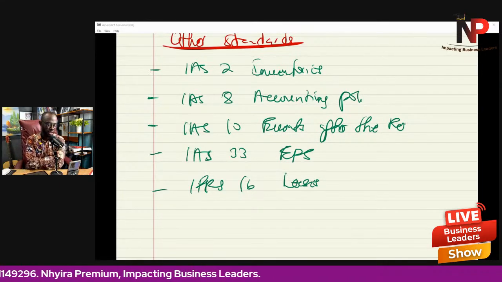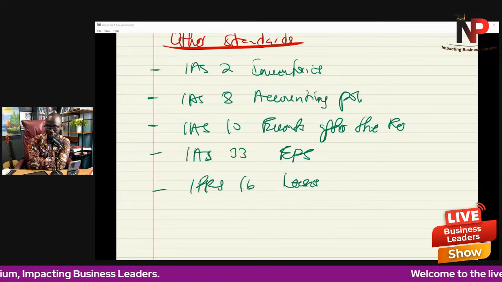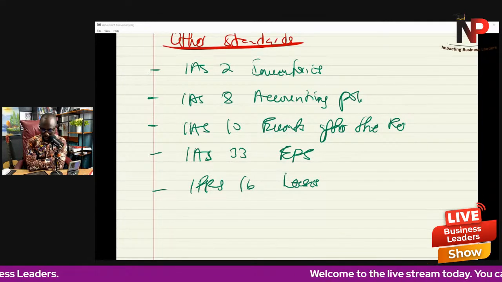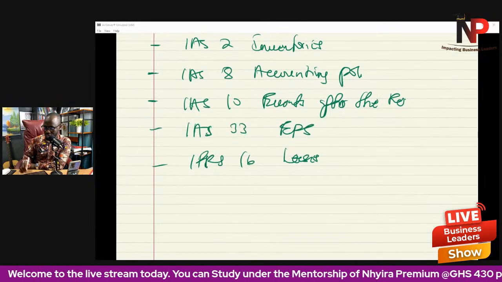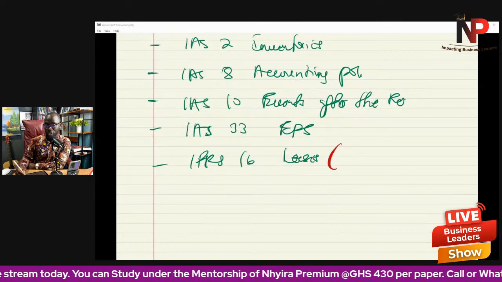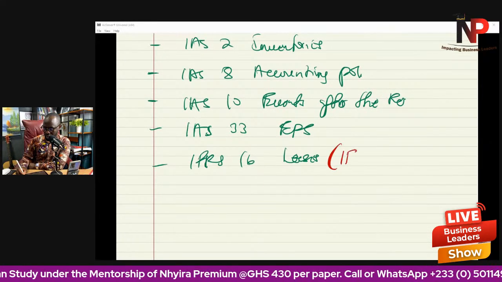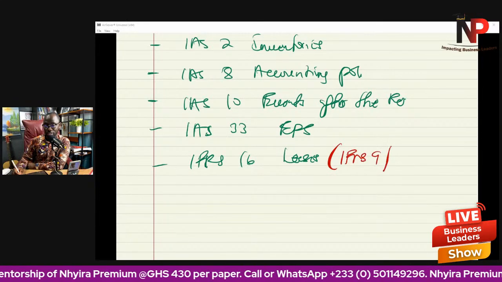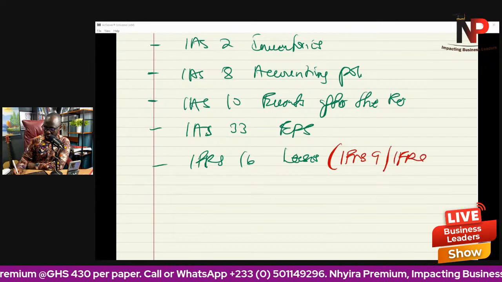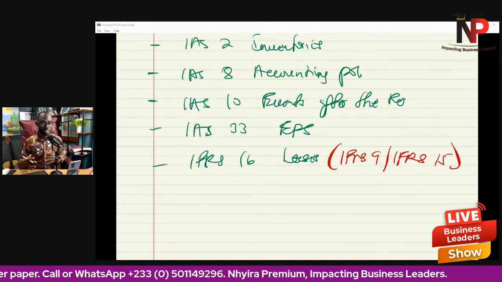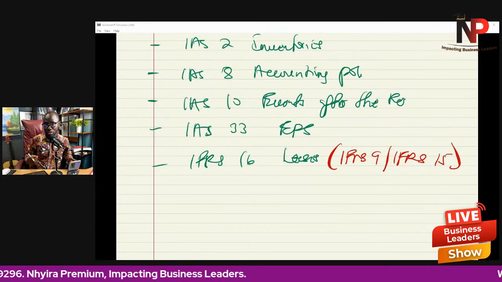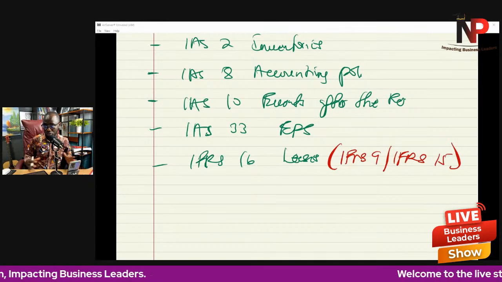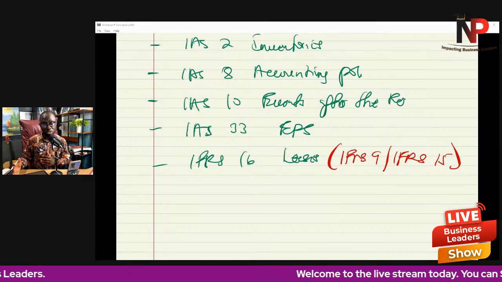Now, last semester in the financial reporting exams, I think I discussed this with you last week as well, there was a question on leases. You remember that when they are leasing, it has a relationship with this standard. There is an IFRS 9 implication there. So these three standards have some relationship. It's very, very important for you to understand the relationship that exists between these three standards.